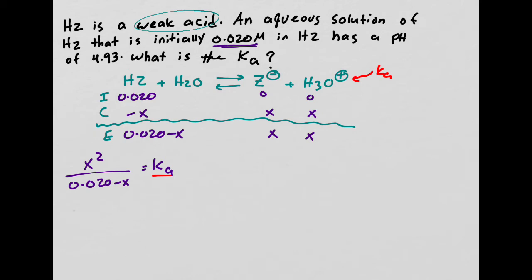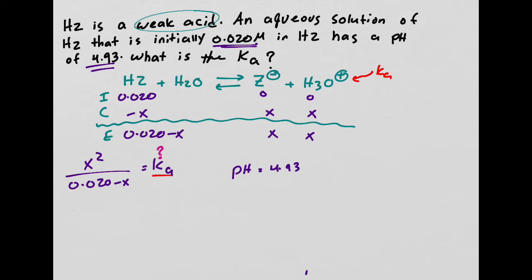A little tiny problem. The problem is they don't give me the Ka in this problem. They want me to figure out the Ka. They ask me what is the Ka. I cannot have two variables. What am I going to do? Luckily, they give me another piece of information. They also give me the pH. I have a pH that is 4.93. Okay, I have to use that.